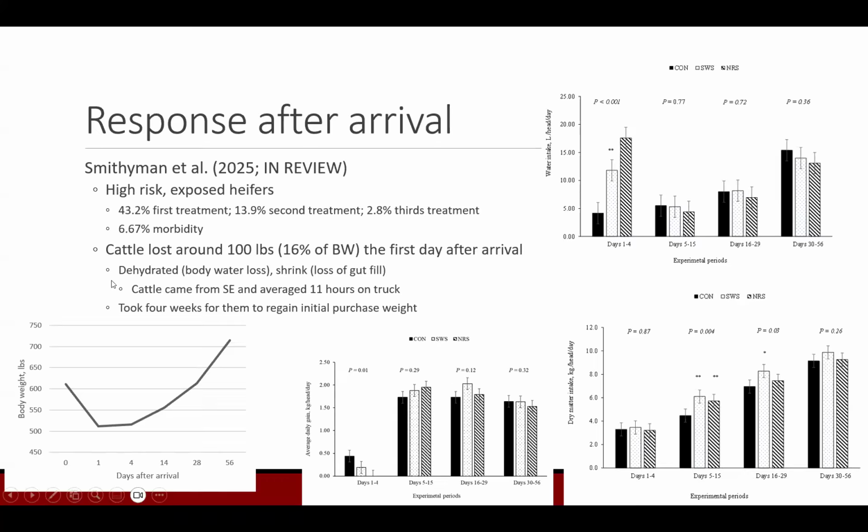So this body loss comes from dehydration, right? They're losing water because they're not drinking on the truck, but also from shrinkage, so gut fill loss because they're not eating on the truck. Okay. So these cattle came from the southeast and they averaged 11 hours on the truck. So during that 11-hour period, they lost 100 pounds. Crazy.